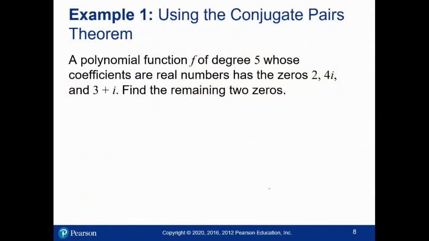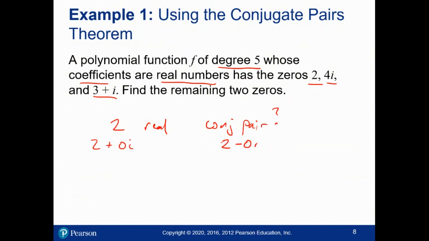So let's use the conjugate pair theorem. Suppose I have a polynomial whose degree is 5. All the coefficients have to be real numbers, but here are some zeros: 2, 4i, and 3 plus i. Okay, so what are the other two zeros? So 2 is a 0, but that's real, so the conjugate pair theorem, this is, for example, 2 plus 0 times i. What's the conjugate to 2 plus 0i? 2 minus 0i, which is also just 2. That's the same thing. In other words, we got no information.